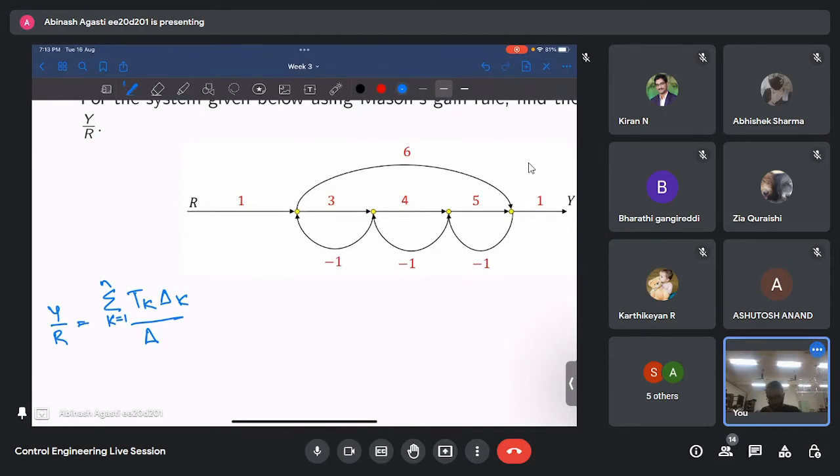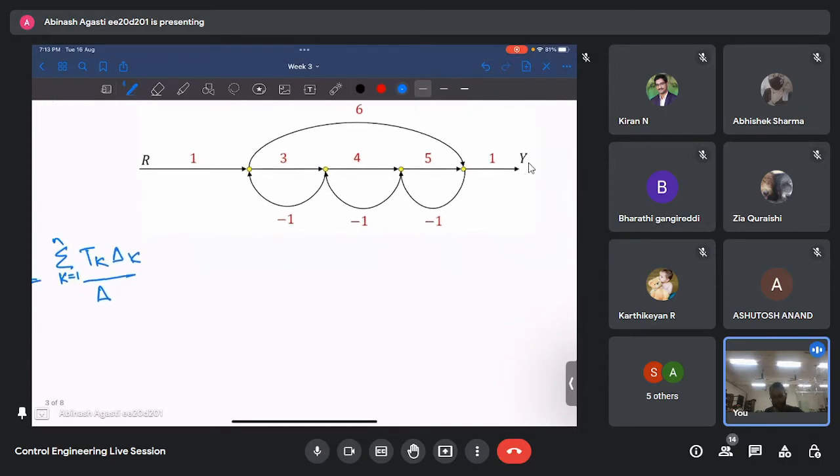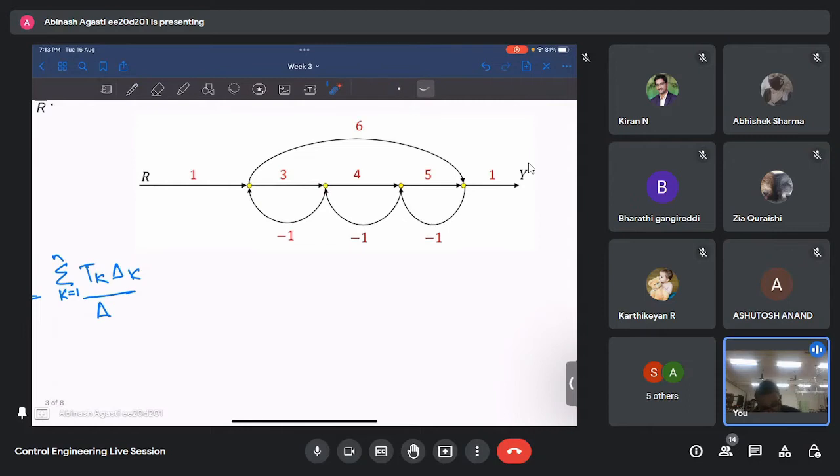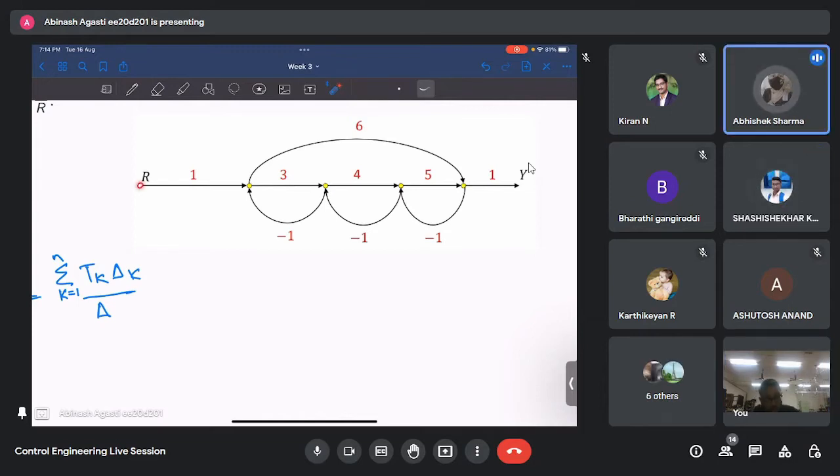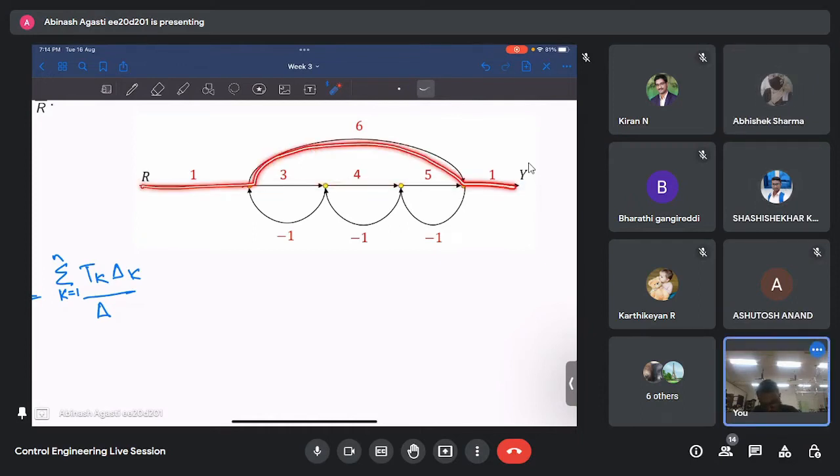So where k is the number of forward paths. So let's first find out that. How many forward paths can you count here? 2. Okay, can you name them? 2 forward paths. 1, 3, 4, 5, 1 and 1, 6, 1. Yeah. So there are 2 forward paths.